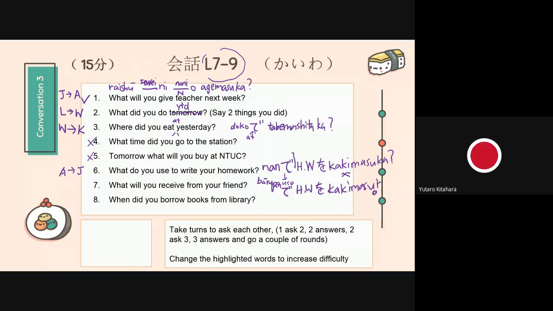Use what? Use ball pen. So, correct. The shukudai o is the same spot. If you say o, it means I write the pen, not write homework already. Okay, does it make sense? I hope so. Okay, so what will you receive from your friend?